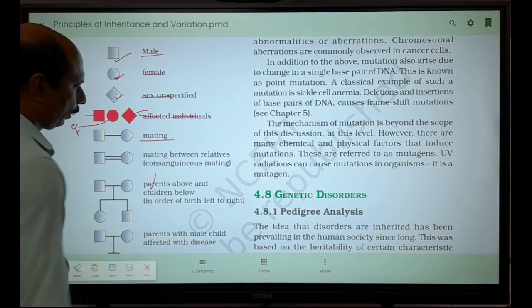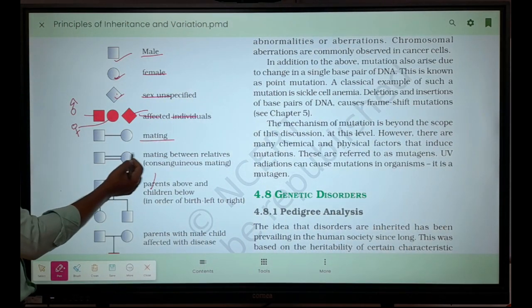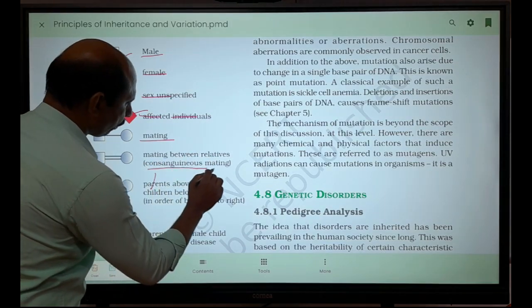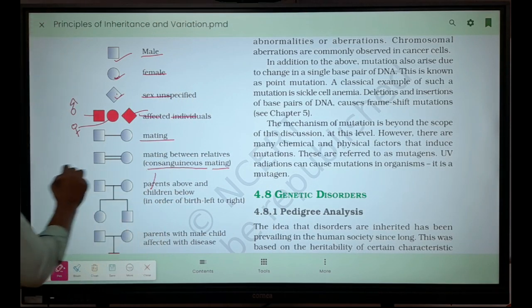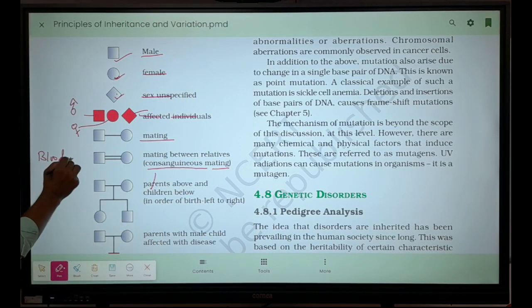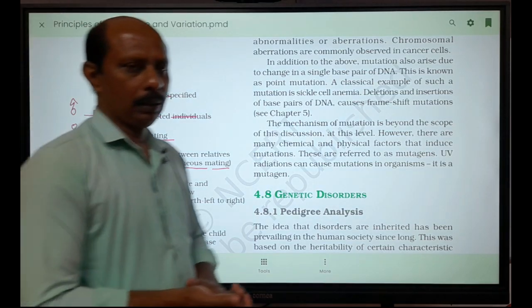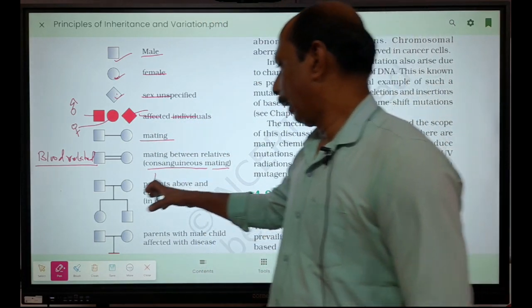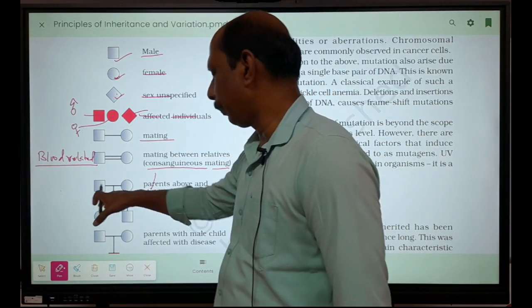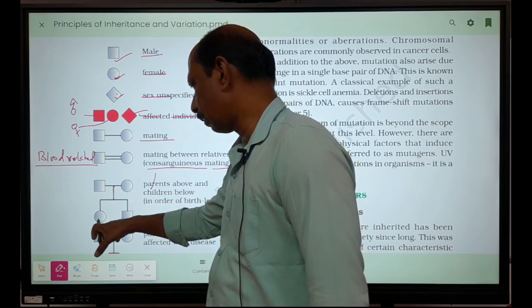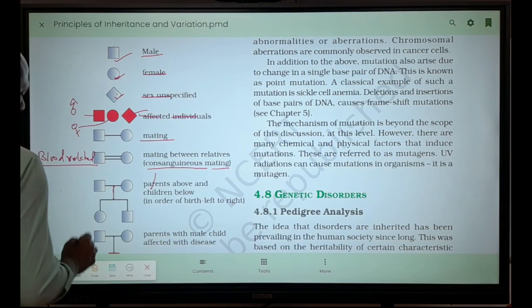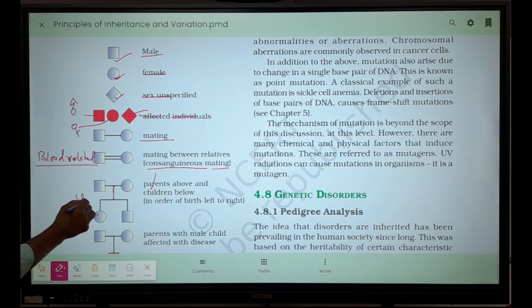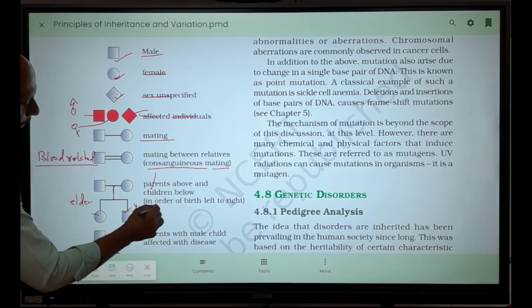That is mating, right? Mating, male and female. That one is mating between relatives, consanguineous mating. Consanguineous means blood related. That means blood related mating, like brother and sister, right? And parents above and children below. When we represent this, these are the parents, and after that one daughter and one son are there. In order of birth, left to right, this one is elder, and that side is younger, right?